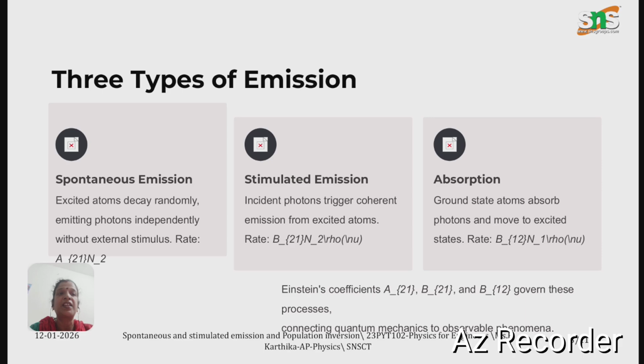Absorption is nothing but, by applying external energy, the ground state atoms absorb some energy from the external energy and move from the ground state to the excited state. Here the rate is denoted by B12, the transition from ground state to excited state. Spontaneous emission is where, without any external energy, the atoms move from the excited state to the ground state by emitting a photon. This is denoted by A21. A21 indicates the transition from the excited state, that is N2, to the ground state.